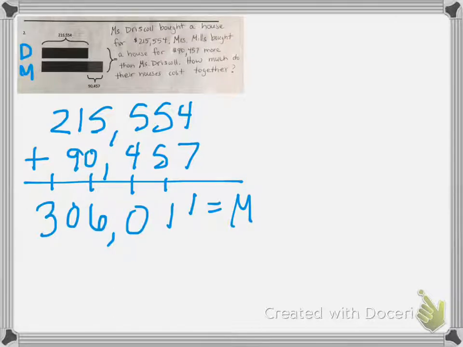How much do the houses cost together? So now I need to add, I'm going to change my color pen. I'm going to add $306,111 to the cost of my house. And my house is $215,554.